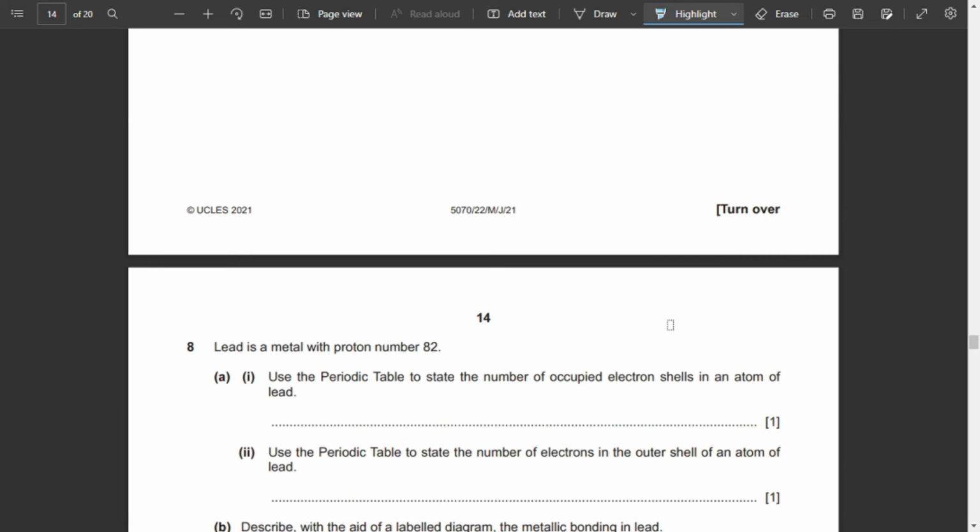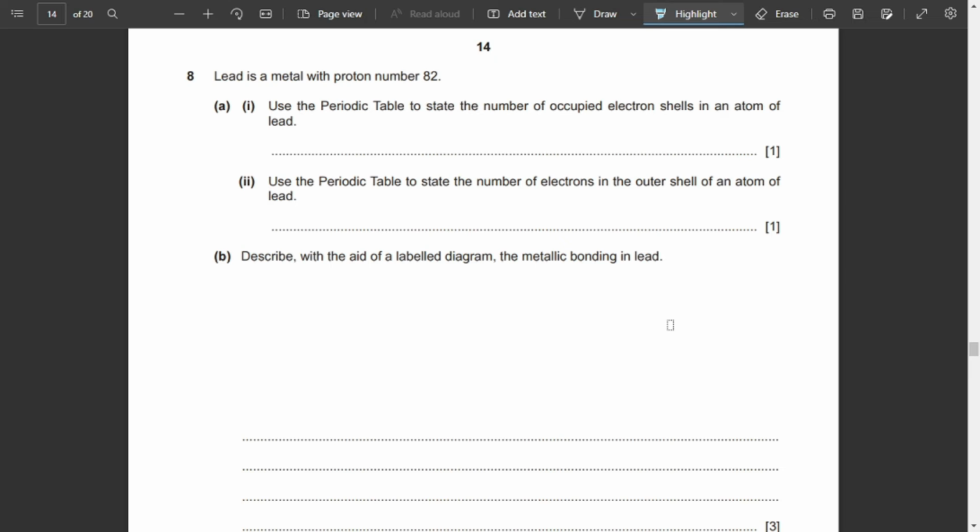Moving on to question number 8. Lead is a metal with proton number 82. Use a periodic table to state the number of occupied electron shells in an atom of lead.